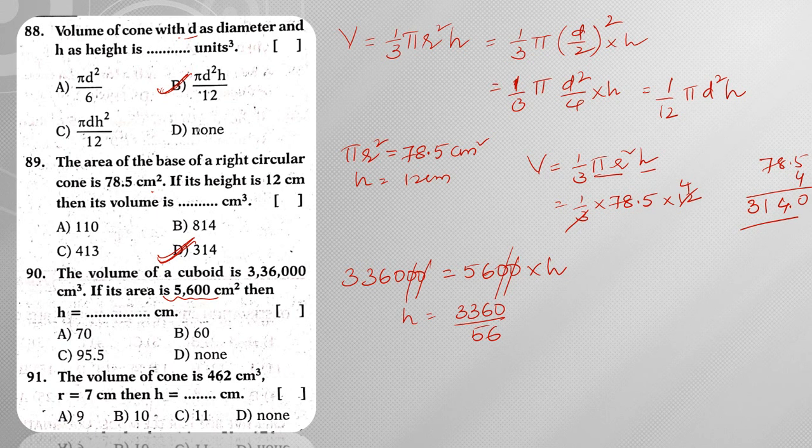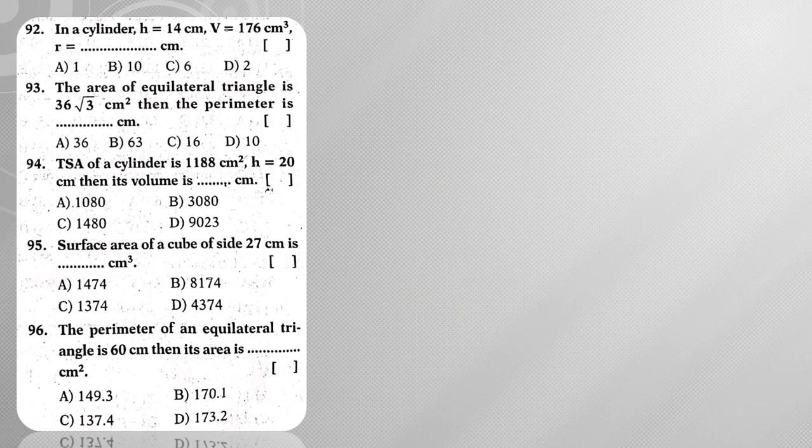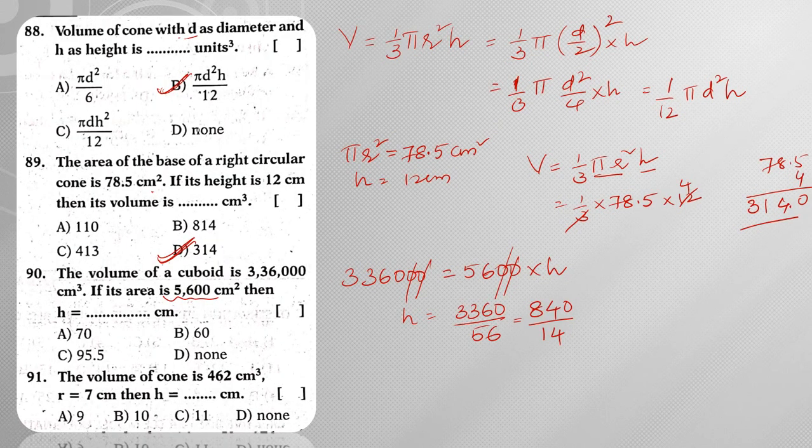Now in the 4 table, 4 8s are 32, 4 1s are 4, 4 4s are 16, right? So 840 divided by 14. Now in the 14 table, this goes 6 times, so hence the answer is 60, right? So height is 60 centimeters.